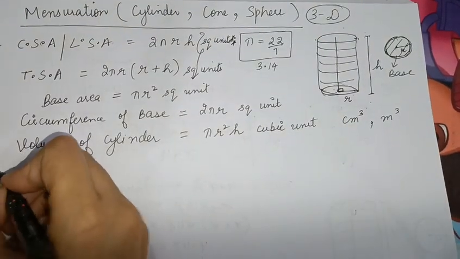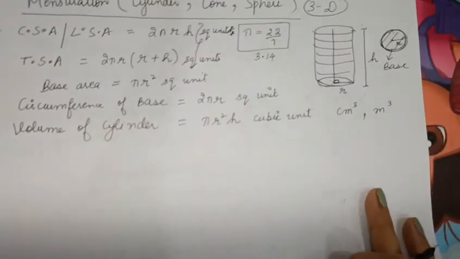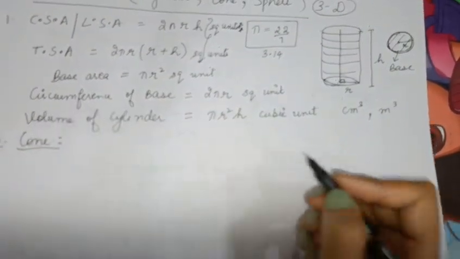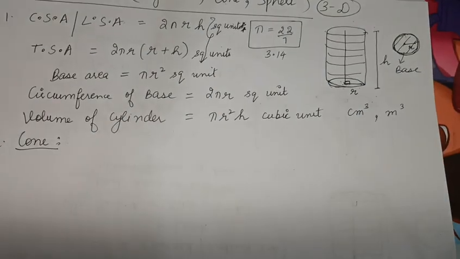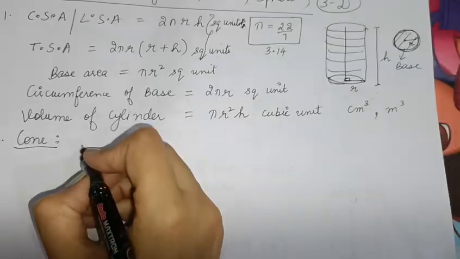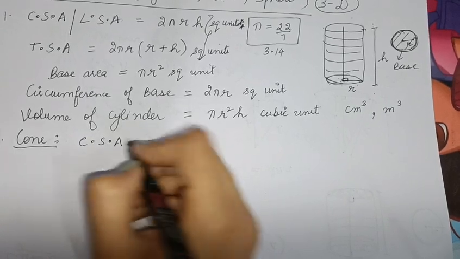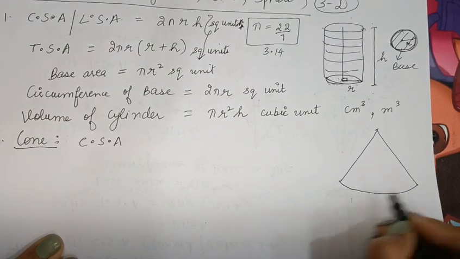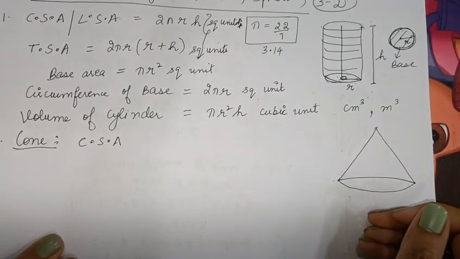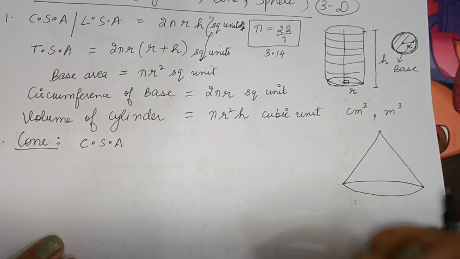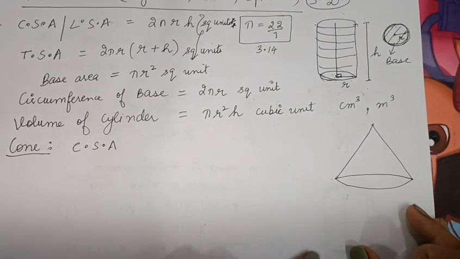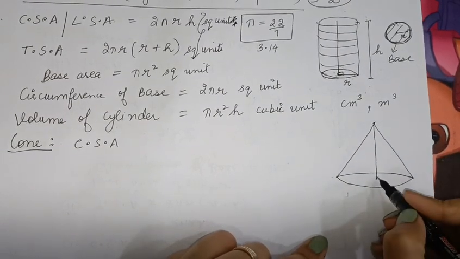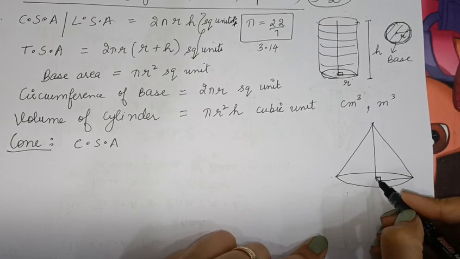Then we have second solid, that is cone. For cone also we will discuss these formulas. Curved surface area of cone. Cone is this. For example, birthday caps or ice cream cone. So you can visualize also. So this is how a cone looks. This is also a right circular cone, because the angle here, it is a right angle.